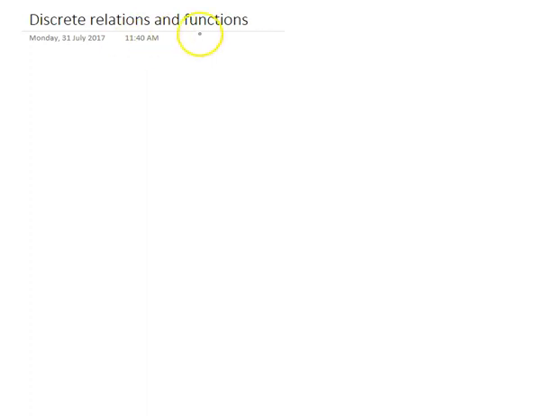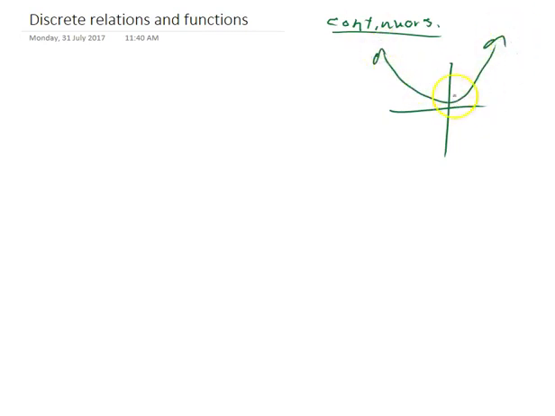All right, so we just need to talk about discrete relations and functions. You've been looking at continuous relations and functions, but discrete relations and functions are there as well. Now that's a continuous function there. You can see a whole line, an unbroken line.